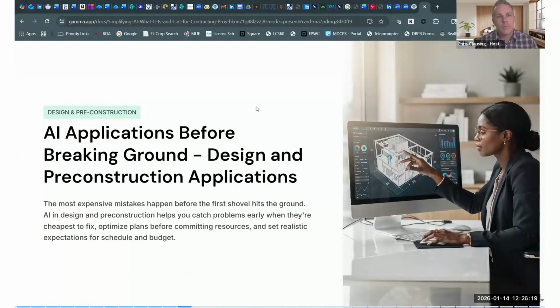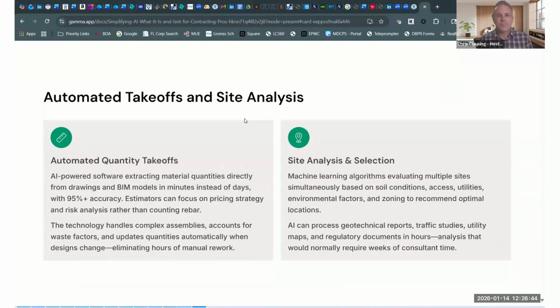Now, design and pre-construction. These are AI applications focused on just that pre-construction side of it: design and estimating, scheduling. A lot of times, the mistakes that happen are mistakes in the design phase. So being able to identify those early is really critical, and optimize those plans in advance of the project before you get that shovel in the ground.